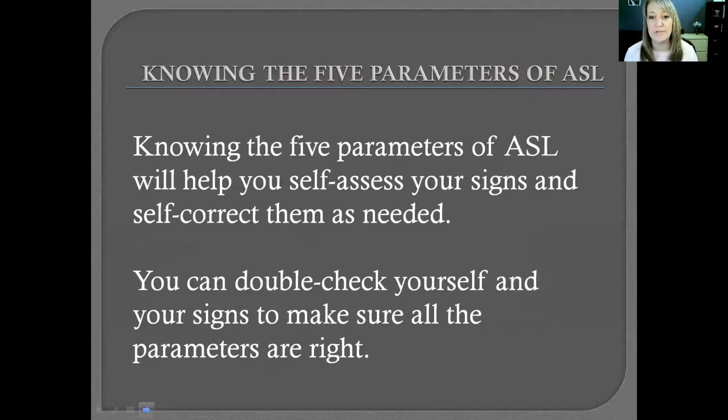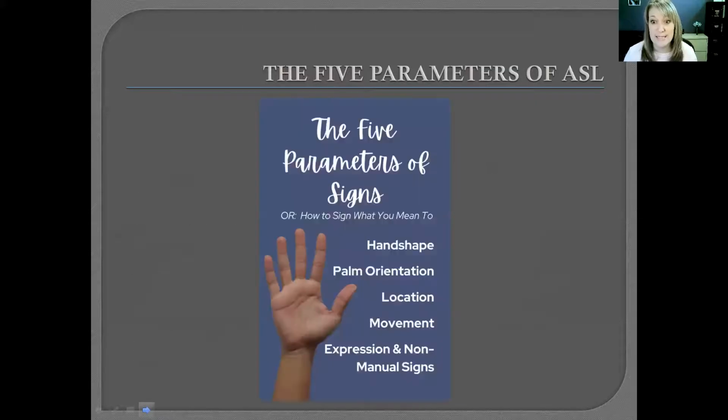Knowing the 5 parameters of ASL will help you self-assess your signs. You can self-correct them as needed. You can double check yourself and your signs to make sure you're signing all the parameters right. So here are the 5 parameters of ASL. I also call it how to sign what you mean to. Okay, there's hand shape, palm orientation, location, movement, and expression or non-manual signs.